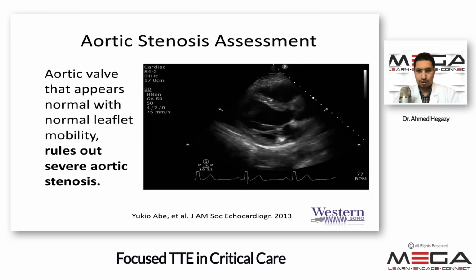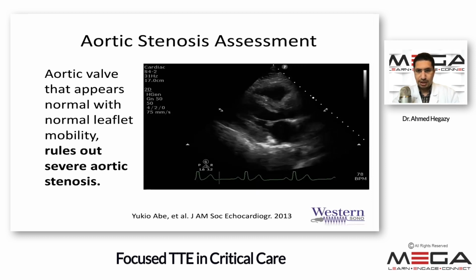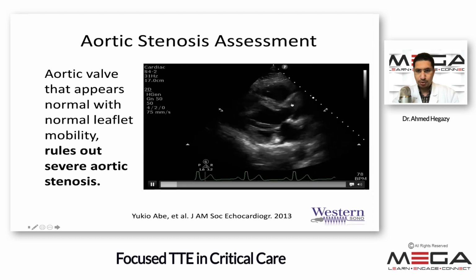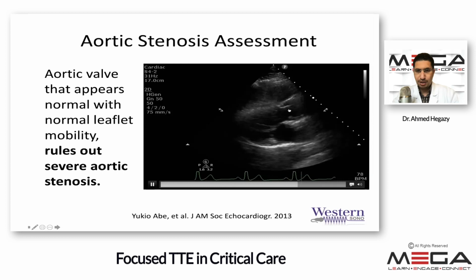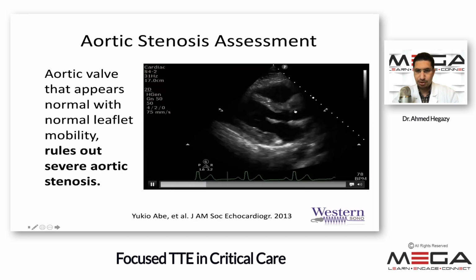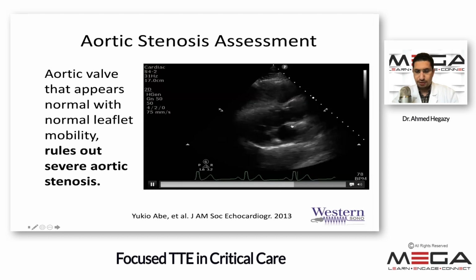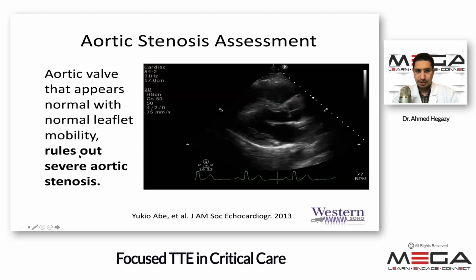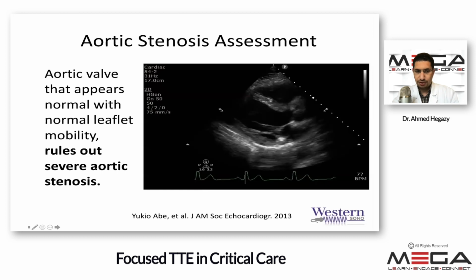Now, one thing I want to turn your attention to is, as I said, a 2D examination is crucial in assessing valves. And it's been looked at specifically with regards to the aortic valve. If you see the aortic valve leaflets to be thin and pliable, and you see them to open well, so by open well, I mean the opening should be at least 8 millimeters and above, and the leaflets do not look calcified, then this actually rules out severe aortic stenosis with about 99% sensitivity.